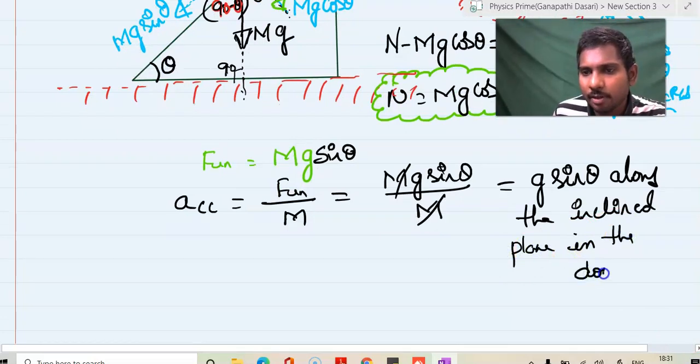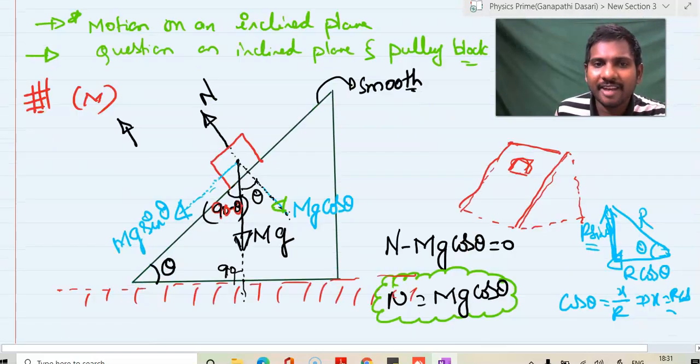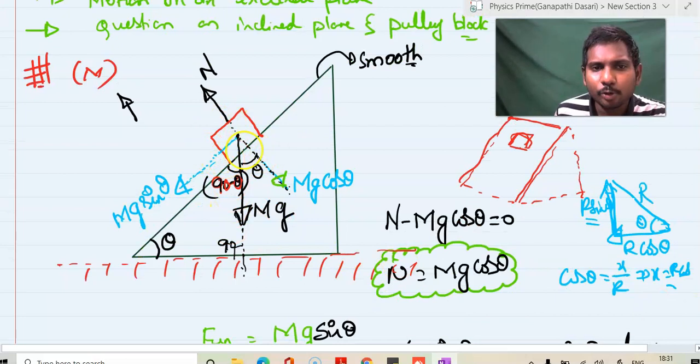This is a very important concept. Downward direction. So you can revise this concept. What did I do? I drew the free body diagram. There will be normal reaction perpendicular to the block. There will be mg acting exactly in the downward direction. Because you kept an inclined plane, that doesn't mean gravity will act differently. Gravity will act in the vertically downward direction.